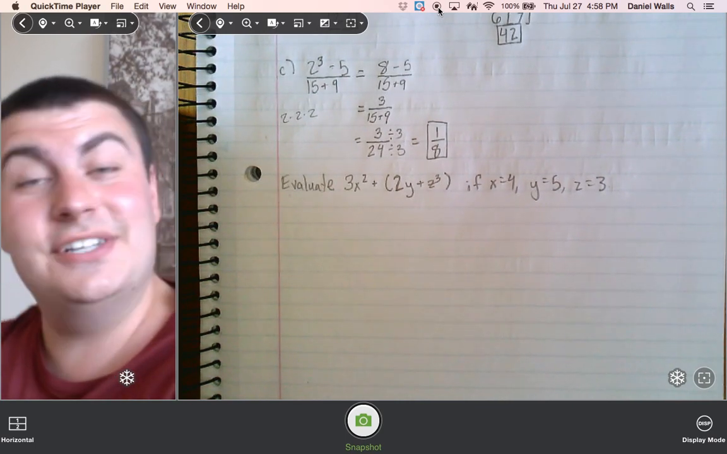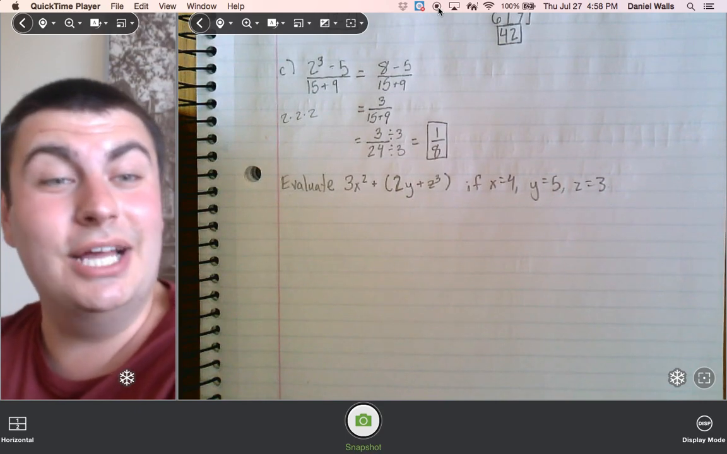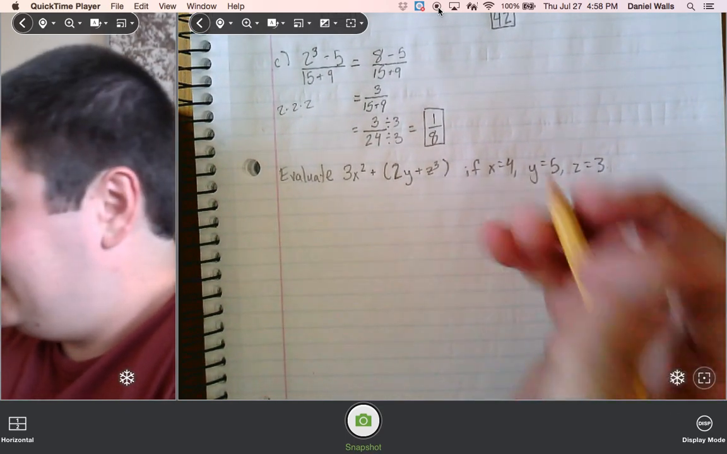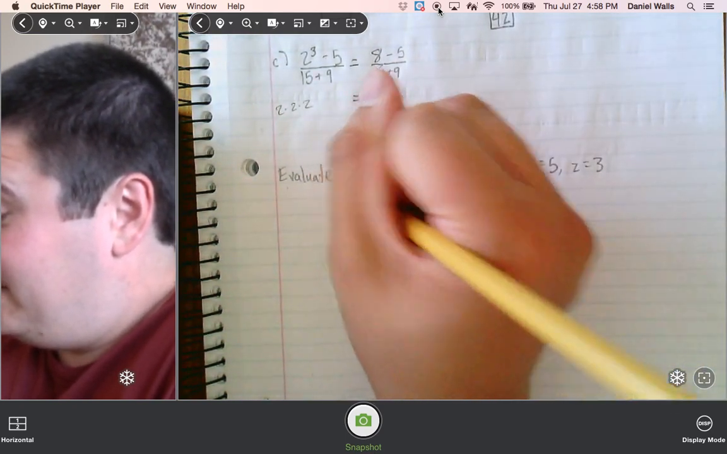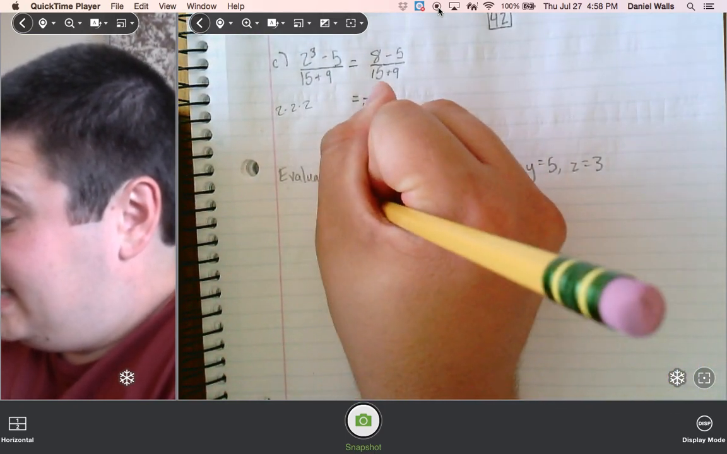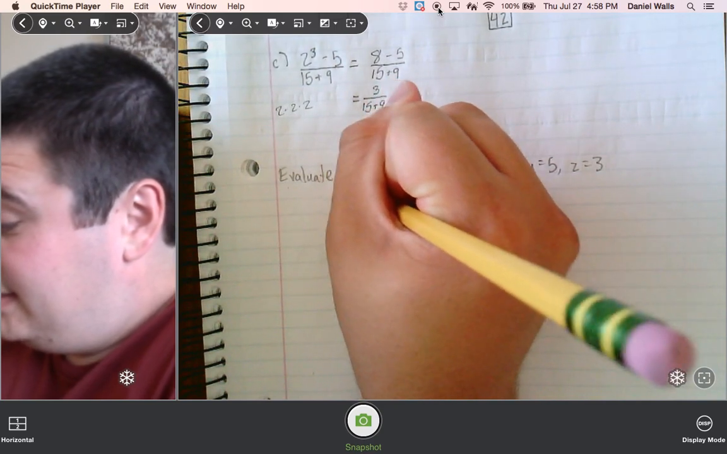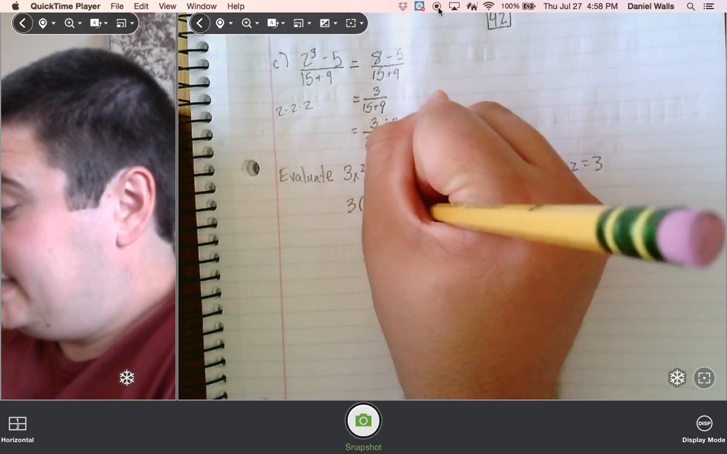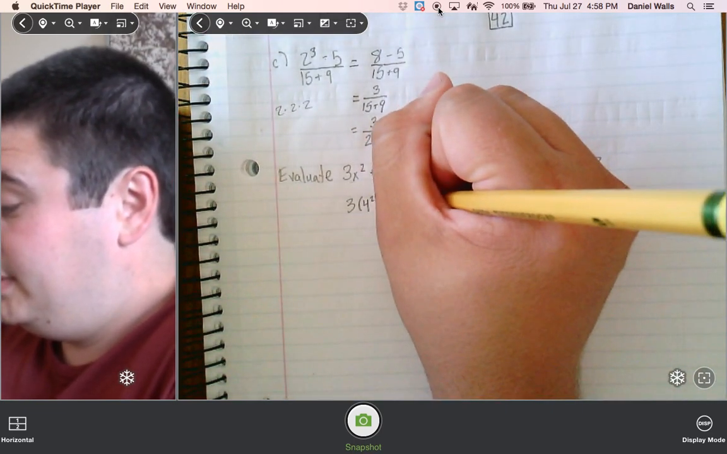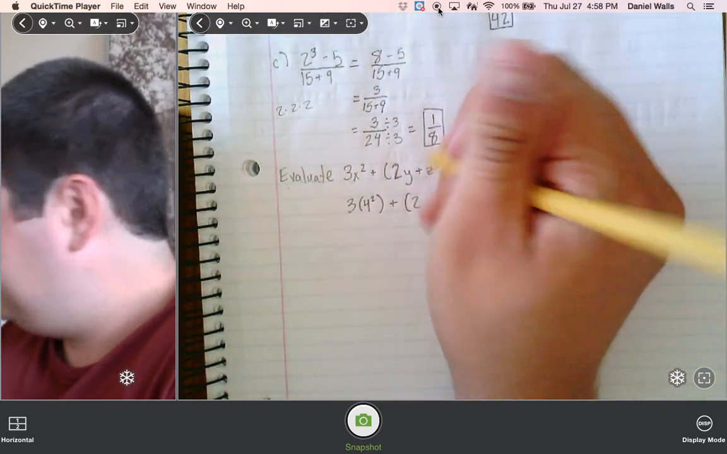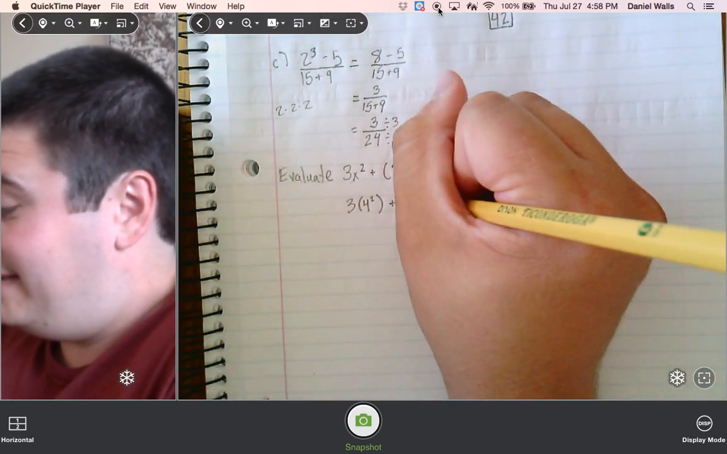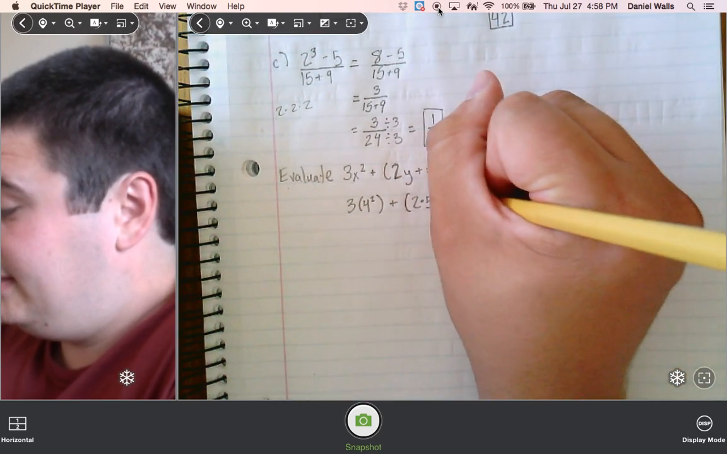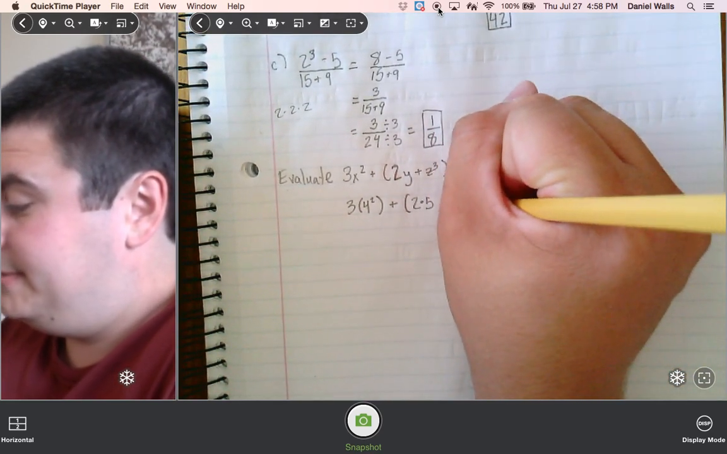So our very first step is to plug in all of the values that we've been given. So we are going to take 4 in for x, so we'll have 3 times 4 squared, plus the group 2 times what's y, 5, plus what is z, 3 cubed.